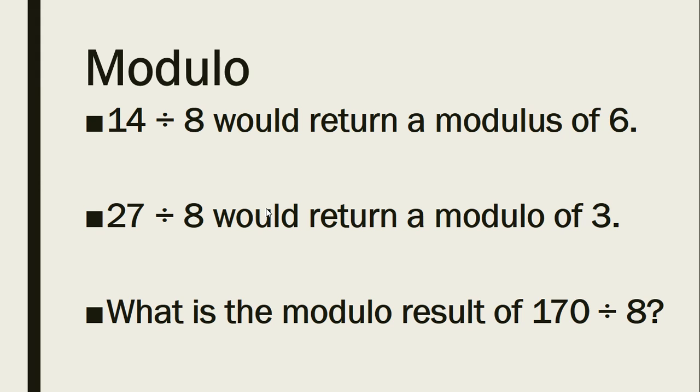All right, we've got 27 divided by 8, and that's going to return a modulo of 3. So how did that happen? How many times does 8 go evenly into 27? Again, if I just go 27 divided by 8, I get 3.375. That's not the answer. The modulo is not 3.375. So I know that 8 is going to go into 27 3 times. So 3 times 8 is 24. How many more do I need to get to 27? 1, 2, 3, right? 25, 26, 27. So a modulo of 3.